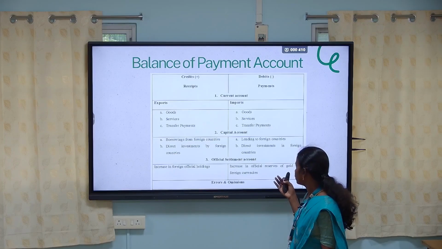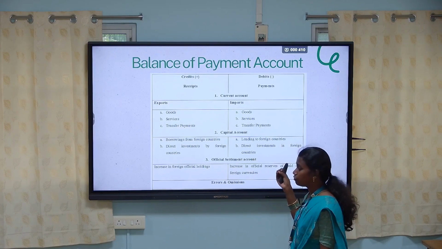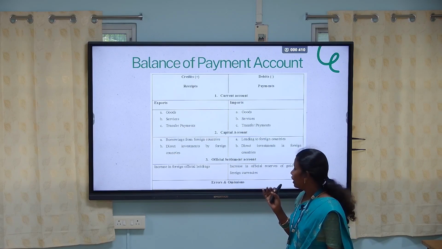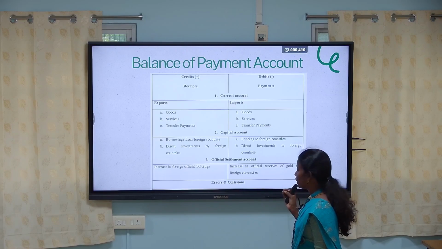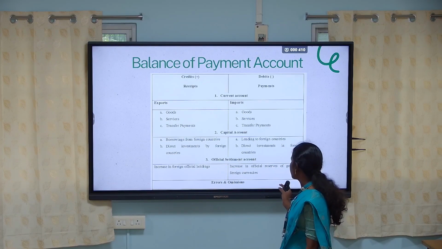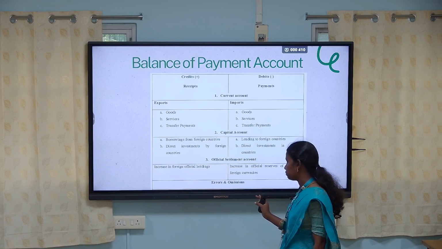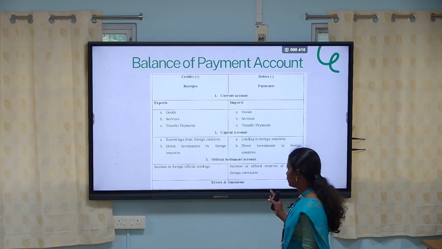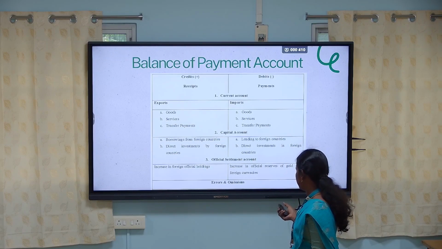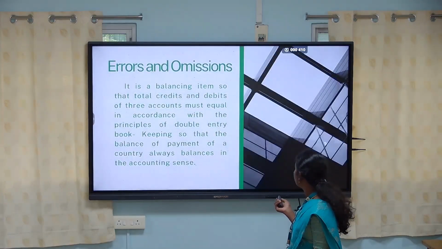And the capital account, as I told you in the previous slide, we have to record all the country's borrowings, lending, as well as foreign direct investment; everything will be entered in this account. And then the third one is the official settlement account. In this account we record all the country's transactions related to foreign official holdings. Similarly, in the next case, errors and omissions we have to enter.